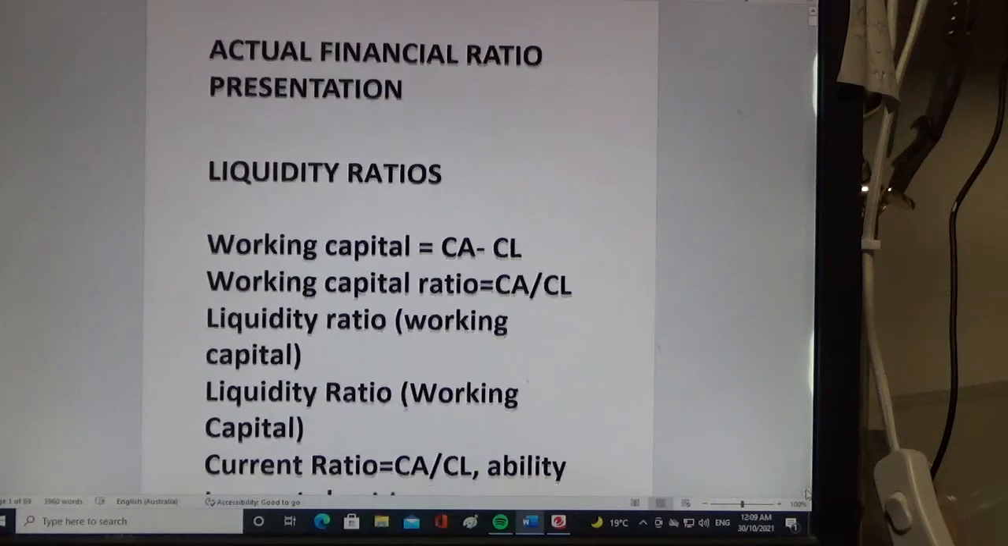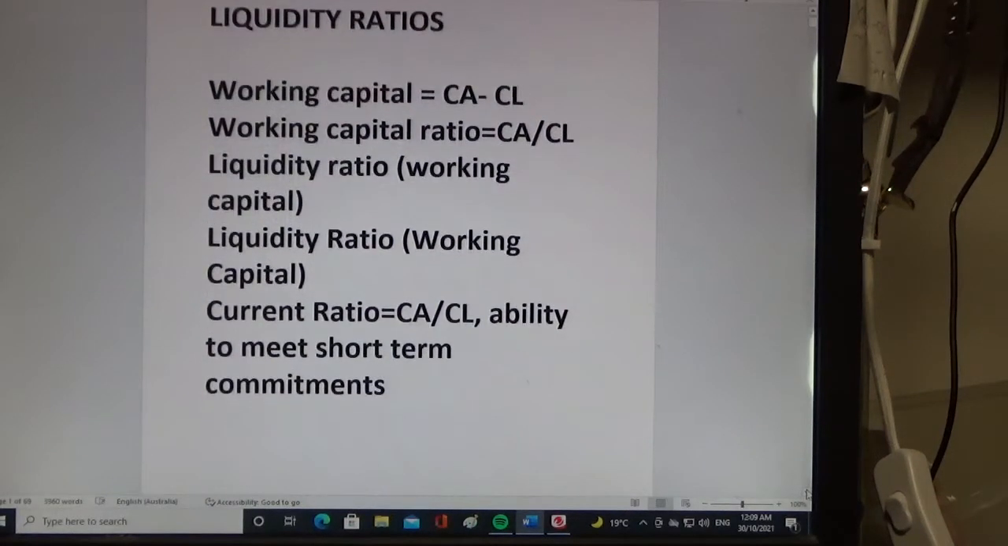Now, a really important ratio is called working capital or operational capital. It's the difference between current assets minus current liabilities. Both those items are current items on the balance sheet, less than a year. So really important formula: working capital equals current assets minus current liabilities.